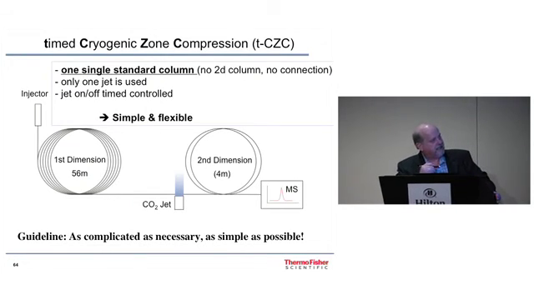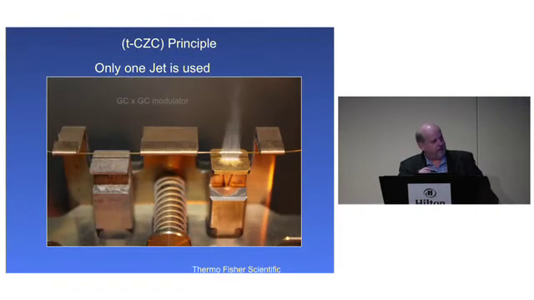The basic concept again is one column in a particular case with a modulation, or in this case a CO2 jet cooling point between the column near the end of it, about 4 meters of it before it goes into the mass spectrometer. And the cold jet is turned on at a certain point to trap the peak. And this just is a picture of the cold jet. It's one jet system.